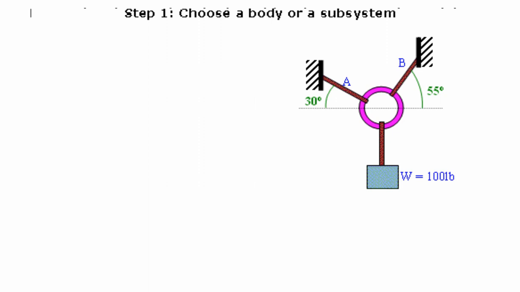The first step is to choose an appropriate body or subsystem on which the forces, known and unknown, act. The cables, the weight, and the ring are all in equilibrium. The ring is a good choice since all 3 cables are attached to it.